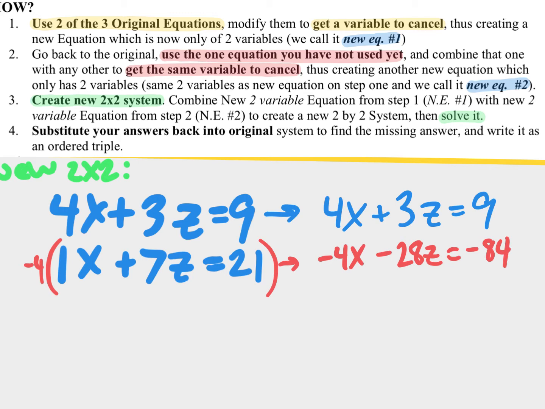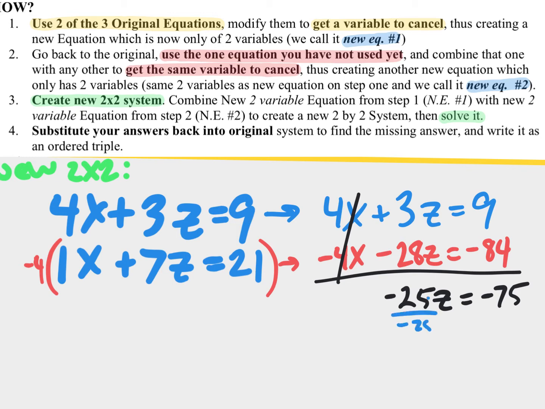Now we could combine, eliminate those x's, and we'll get -25z. That's ugly. And when I do 9 take away 84, thank God, it gives me something that's divisible by -25. So let's divide by -25 and solve this. We will get a beautiful answer, z equals 3.